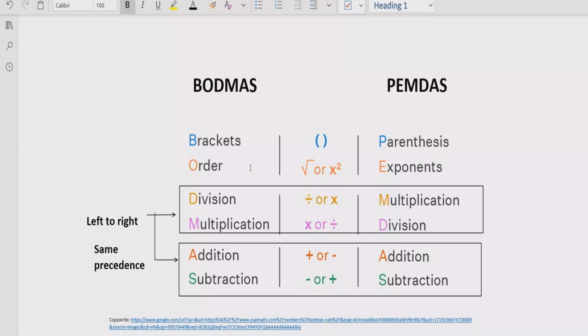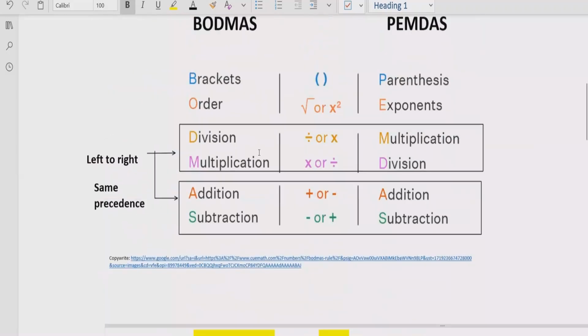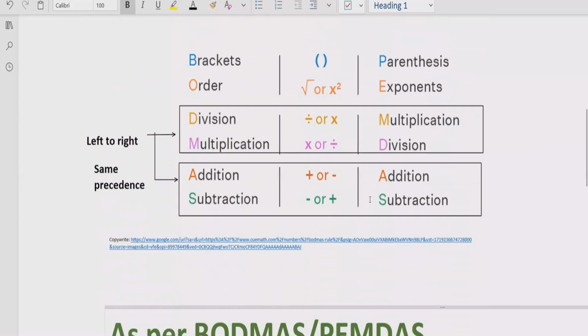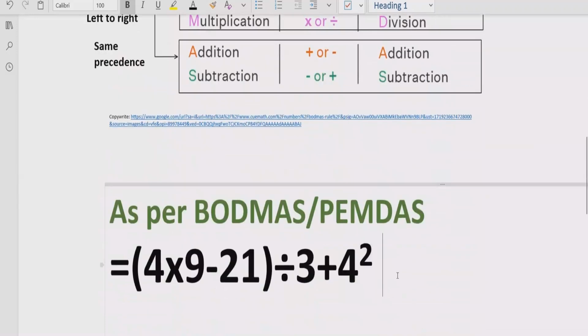Step number 3 is you have to solve division and multiplication. Both have similar precedence, so you can solve any of them which is coming first. Similarly, for addition and subtraction, we have the same rule. We can solve addition first if it is coming first, and we can solve subtraction first if it is coming first. Now move forward to solve the given expression. So now we have to see the given expression using PEMDAS and BODMAS method and find out the correct answer.